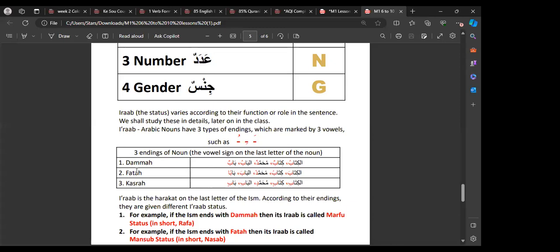Sister Rima, are you okay with lesson 9? Do you have any questions? Can we please also understand the meaning of marfu, mansub, and majroor?